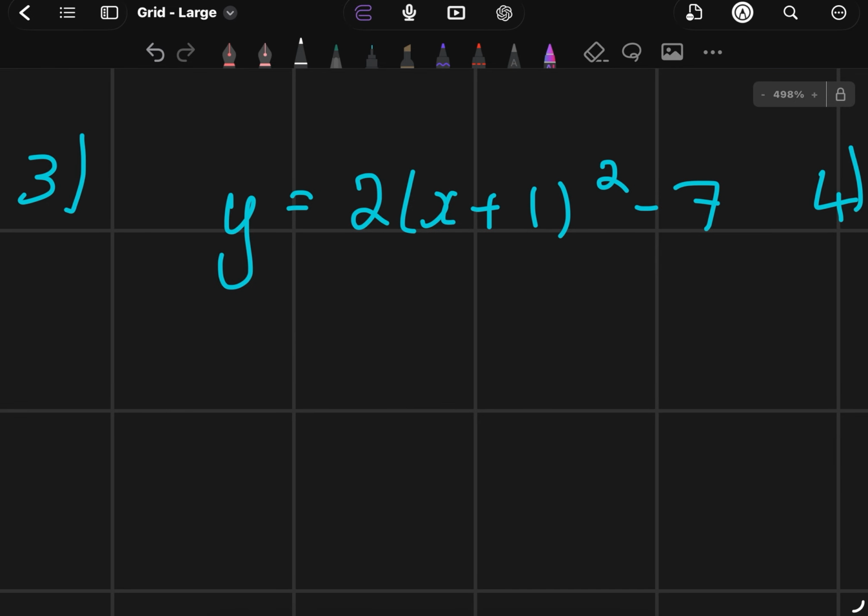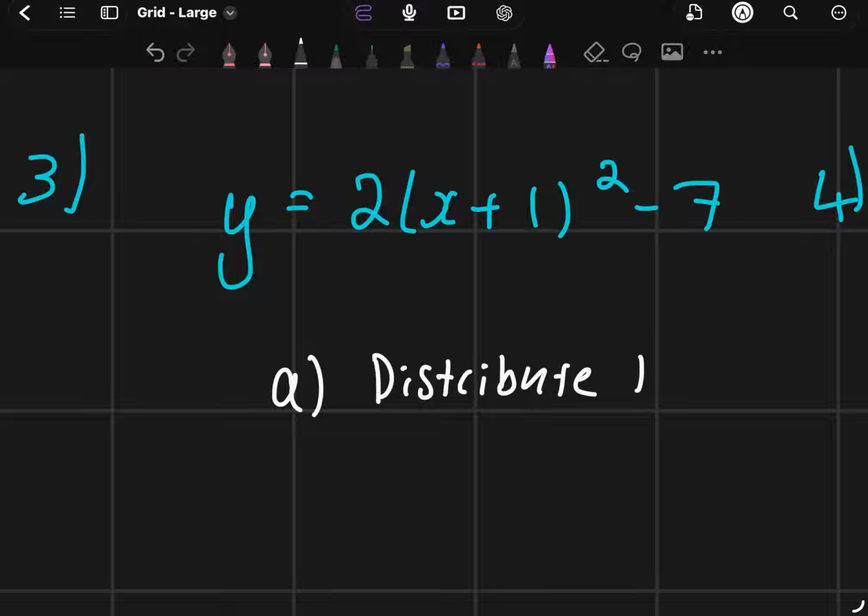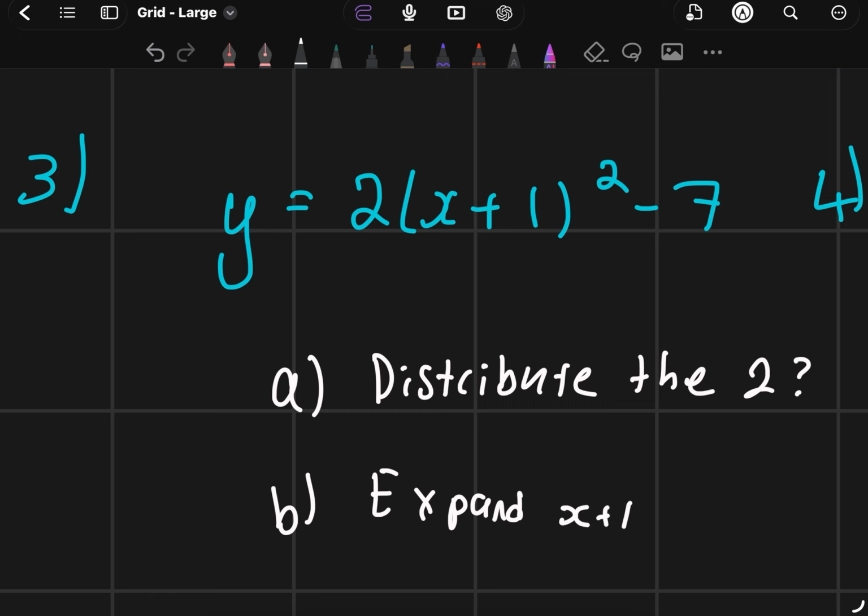It's y equals 2 times x plus 1 squared minus 7. And here we actually have that little extra thing, so I'll give you guys a little trivia. Is it either A, distribute the 2, or is it B, expand x plus 1 squared? I'll give you guys some time to think about that for a bit.